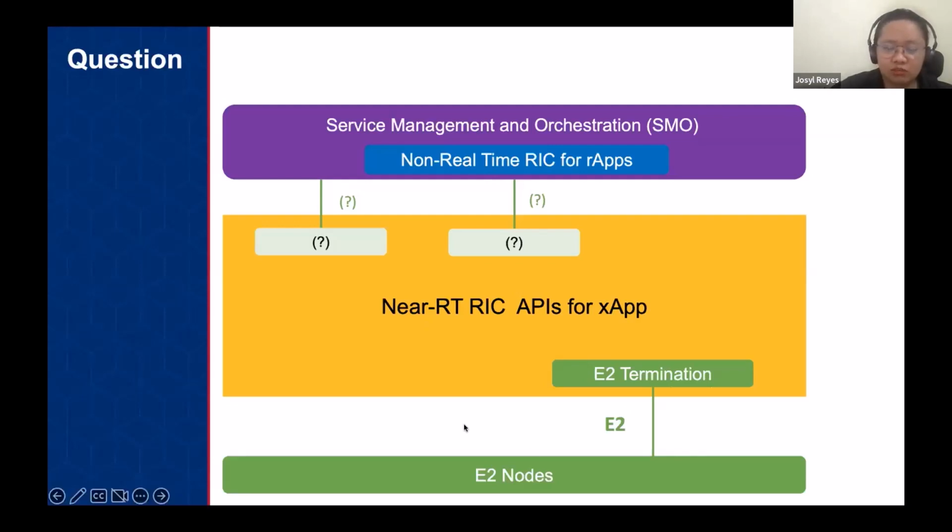This was asked before, last week I think, in the Kahoot. The E2 nodes consist of the O-CU, DU, and the eNodeB. I think there's another question again.